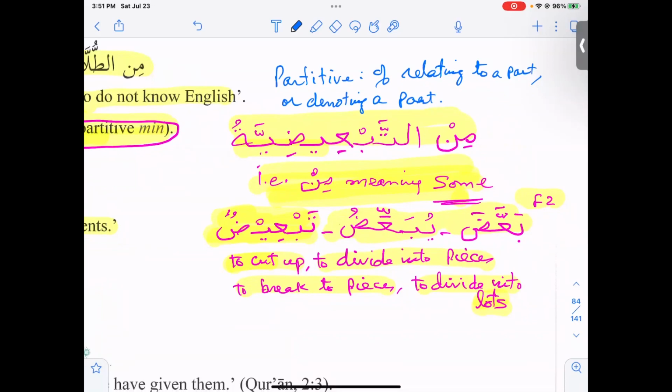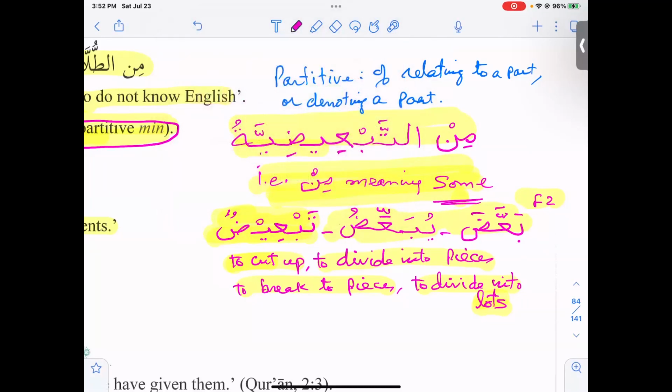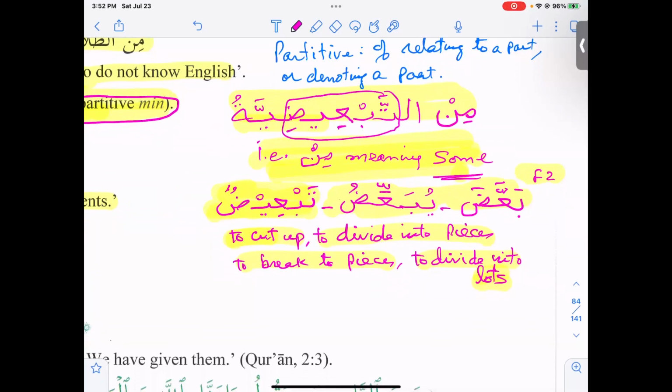I was not satisfied in my own way. See, I thought tab'idiyya, it seemed to me there was something familiar here. So I took myself to tab'idiyya, tab'idun, you can say tab'idun, meaning some. So this is ba'ada. Remember, ba'ada, form two, yuba'idu. Ba'ada, yuba'idu, make master.